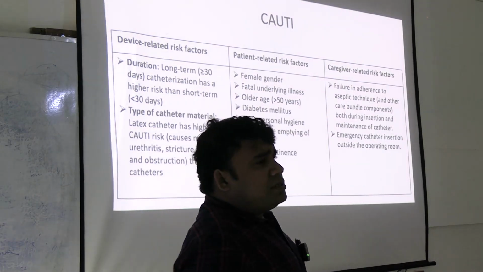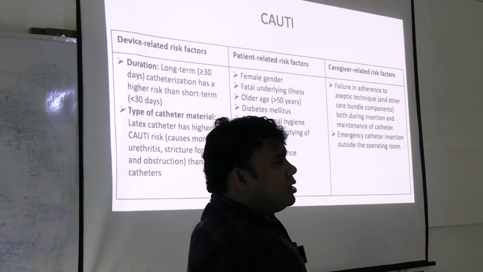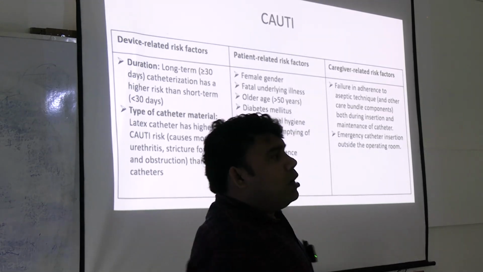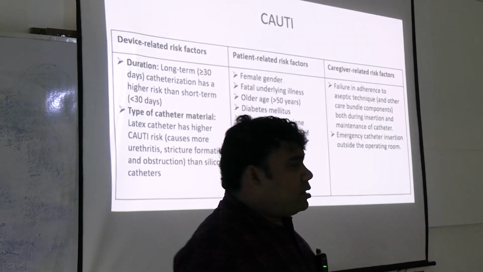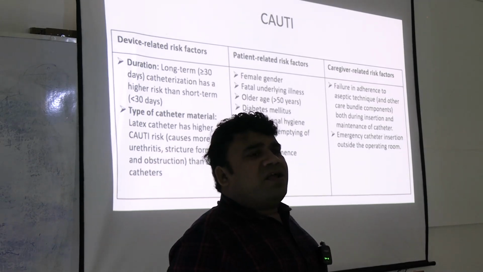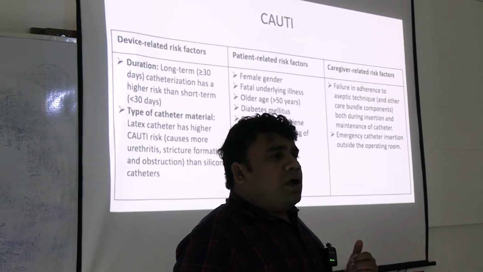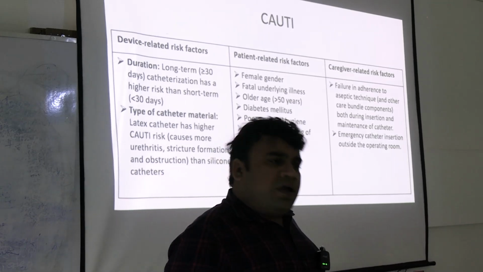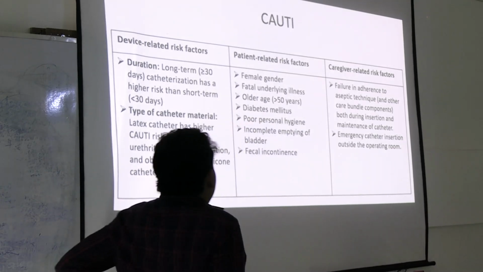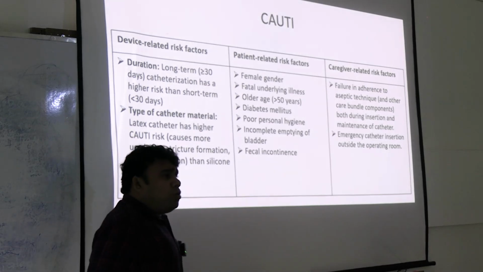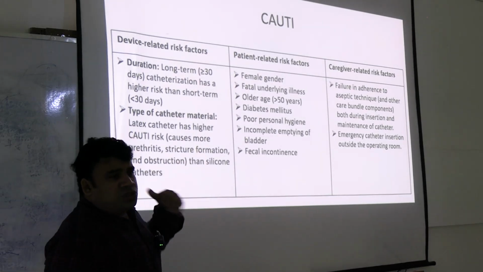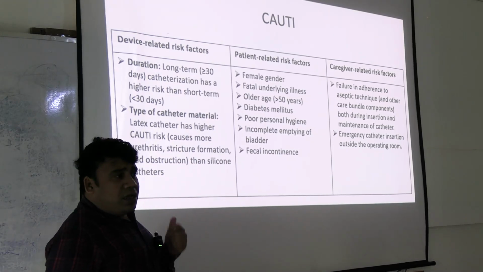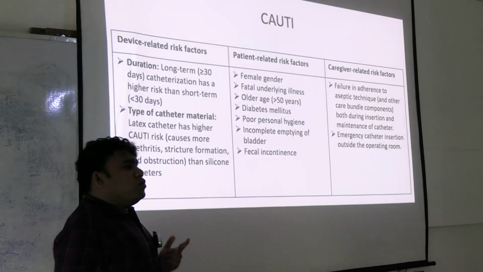Now, what are the risk factors? The risk factors can be divided into 3 parts. The first is device related, the kind of device that you are using; then the patient in which you are putting the catheter; and the caregiver related risk factor. That means what problems the healthcare worker might be causing which may lead to infections. First is device related. I have already told you, the longer you place, the higher the chances of infection. So, duration of catheterization, and then the material by which the catheter is made.